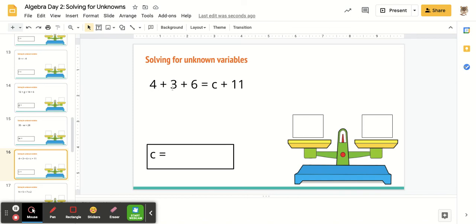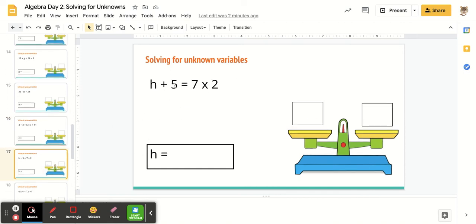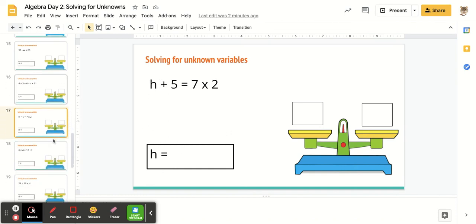So I've got 4 plus 3 plus 6 equals C, or what, plus 11? So what would C equal? And that's how you answer an unknown. In this case, our variable is h, not to be mistaken for the x. And in this case, it's not an x, it's multiplied by. So 7 times 2 is equal to 5 plus what? So what is h in this case?